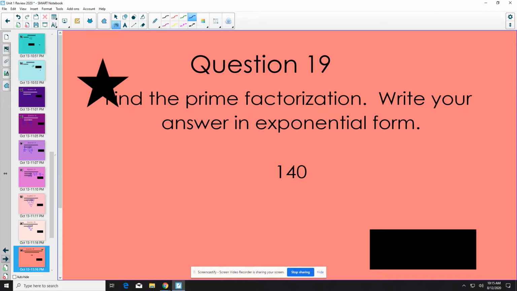Okay, write down number 19. You're going to make a factor tree for 140. Write your answer using exponents. Hit pause. When you finish your factor tree and have your answer, hit play.